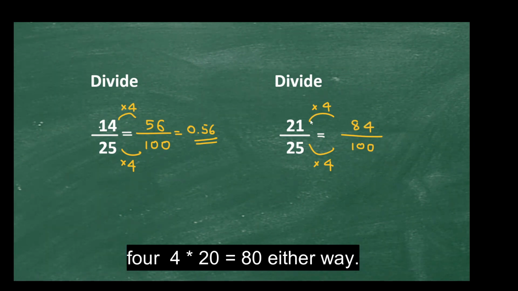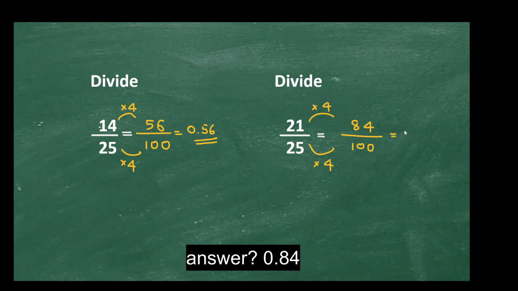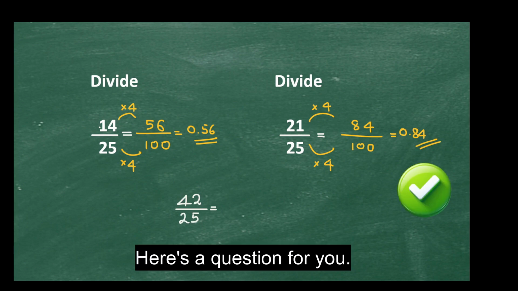Or 4 times 1, 4, 4 times 2, 8. Either way. But 84 over 100, what's the answer? 0.84. Just like that. Here's a question for you.